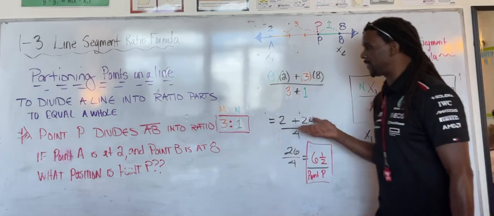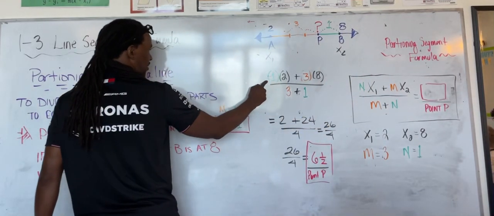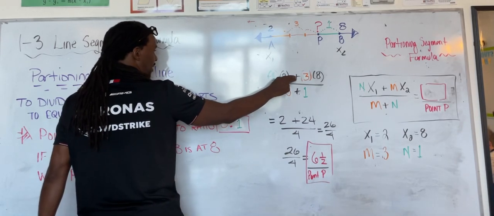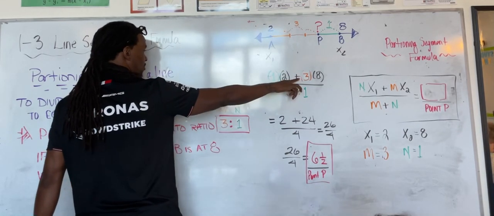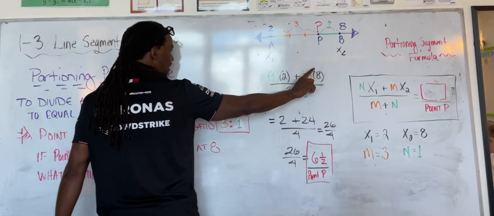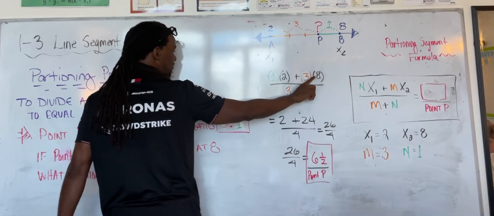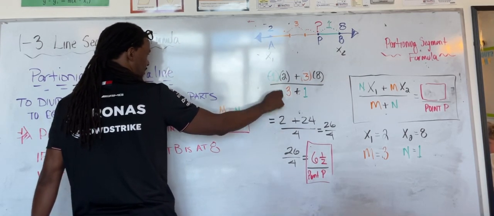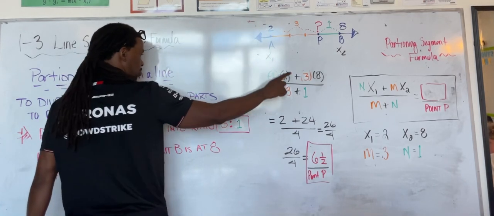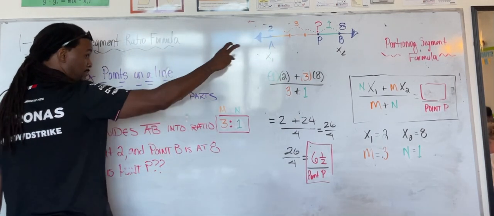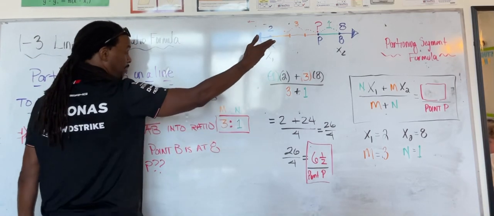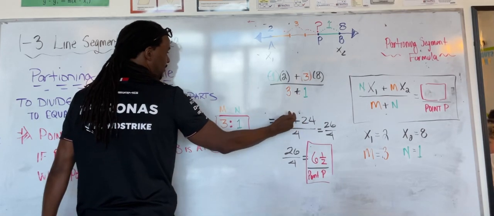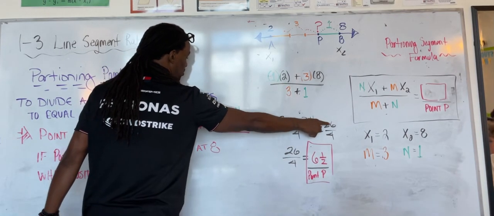So when you set up everything, your n value was 1 times your x1, which is 2, added to my m value of 3 times the x2 value of 8. That's all going to be divided by the m value, 3, added to the n value, the second ratio, 1. Once we get all those numbers in place, that was the hardest part. Everything else is simple. 2 times 1 gives you 2. 8 times 3 gives us 24. 3 and 1 give us 4. 2 plus 24 is 26 over 4.